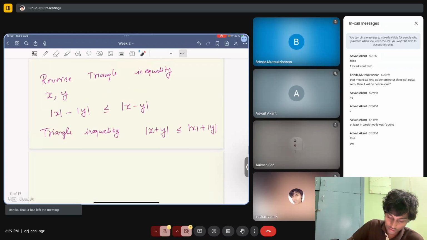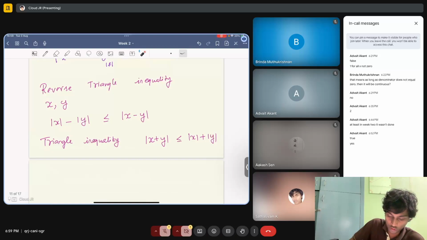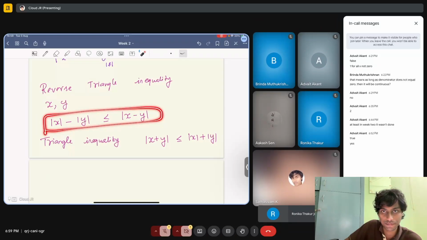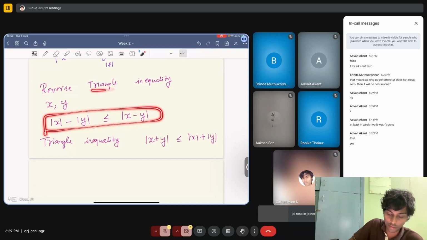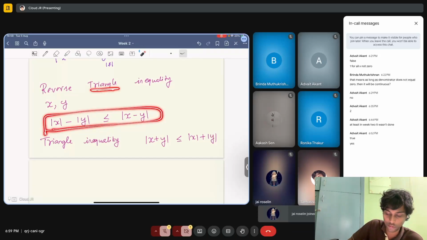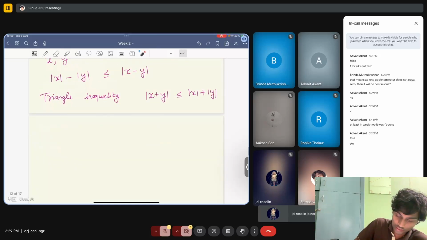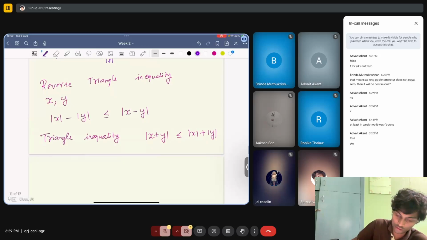Okay, so do you want me to prove this, or should I just skip the proof and assume it is true? If you want me to prove that, I can give you a geometric proof. I mean, I say something about a triangle, right? So it has to do something with the triangle. So basically, what this says, if you want, anyway, since I have started, probably I'll just do it.